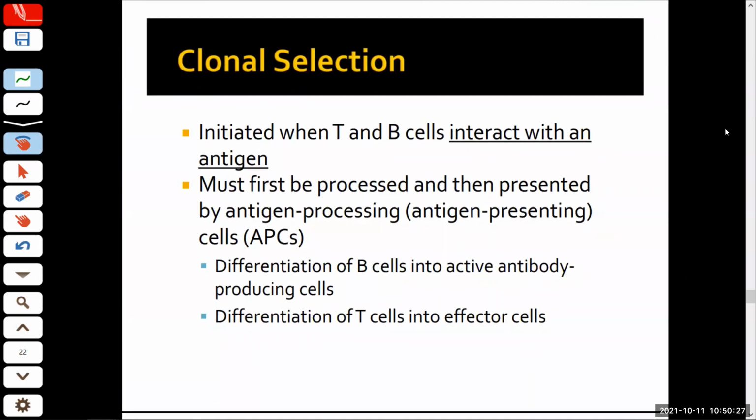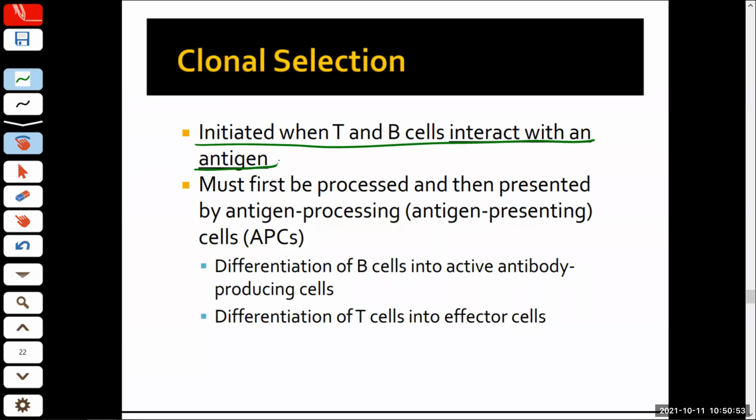All right, so clonal diversity, you're trying to make a bunch. Clonal selection, this is when we choose which immunocompetent cells we're going to mature. Clonal selection is initiated when T and B cells interact with an antigen. So step one, make cells. How do we go to step two? You expose them to that face with those body parts.